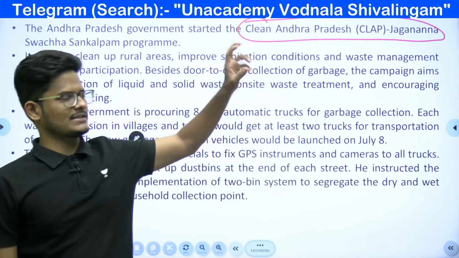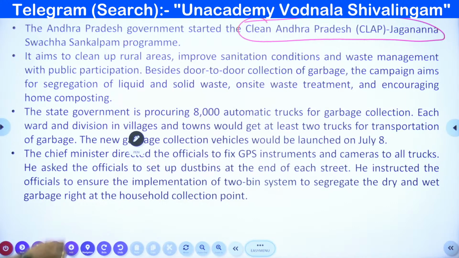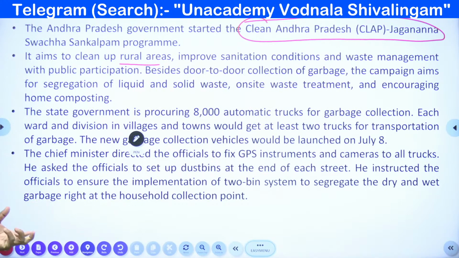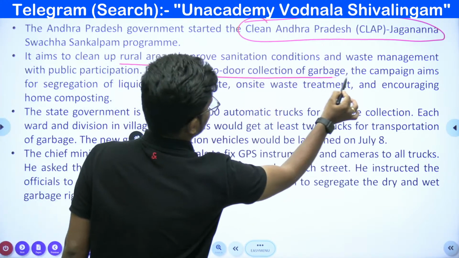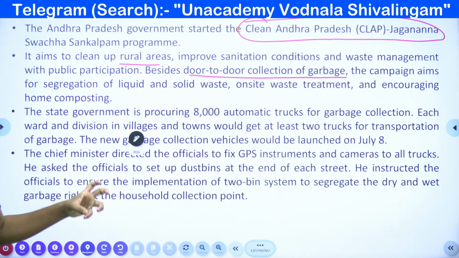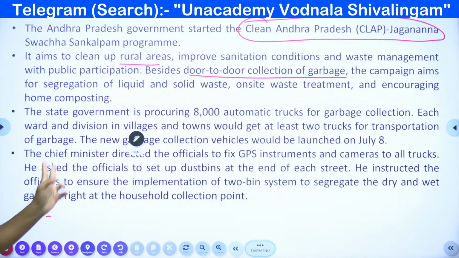Jagananna means Jagan Mohan Reddy, who is the Chief Minister of Andhra Pradesh. It aims to clean up rural areas, improve sanitation conditions and waste management with public participation. This is a door-to-door collection of garbage. The campaign aims at segregation of liquid, solid and on-site waste. Every waste has to be collected, and people are encouraged to do home composting also. This is the intention of the program.